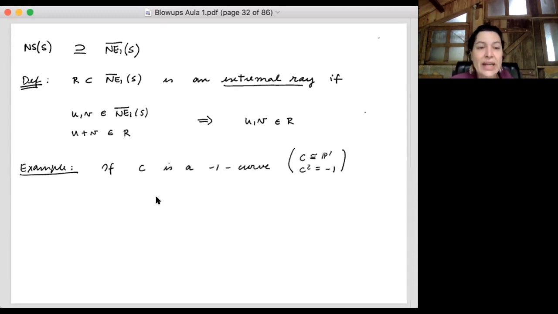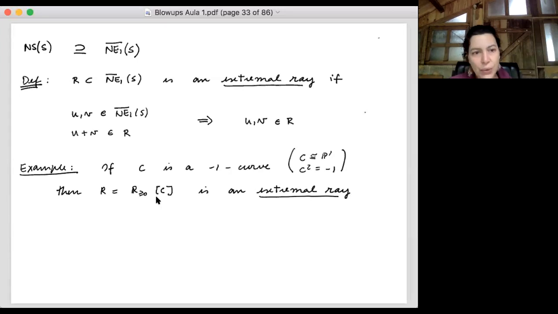So for example, this is an easy exercise. If you have a -1 curve on your surface, by a -1 curve I mean a curve C that is isomorphic to P1 and whose self-intersection is -1, then you easily compute that it is an extremal ray of the Mori cone. If you have never done this exercise, I invite you to do this. And in this case, such an extremal ray can always be contracted.